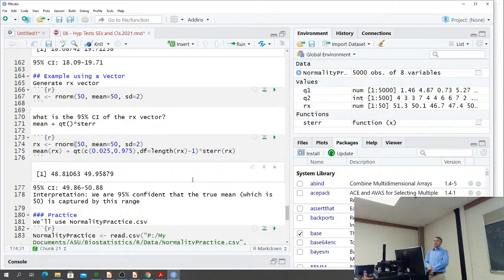If we do 99%, all right, we're looking at a 99% confidence interval, then yeah, our interval will likely be wider because we want to ensure that out of 100 samples, we only average one sample that gives us a confidence interval that does not include 50.